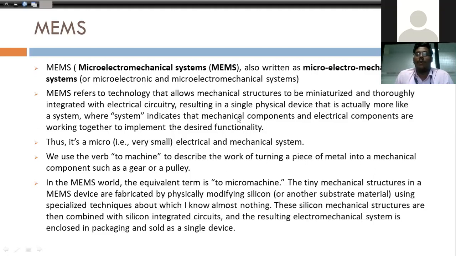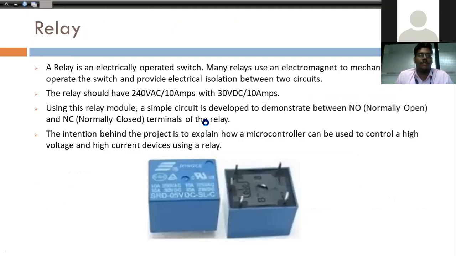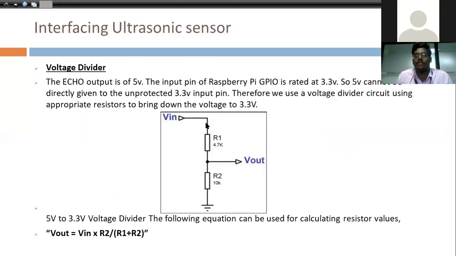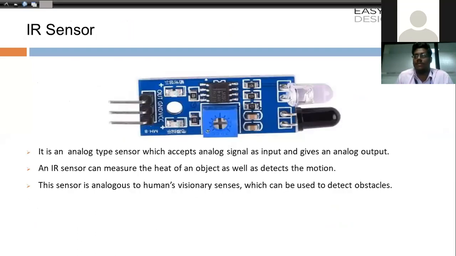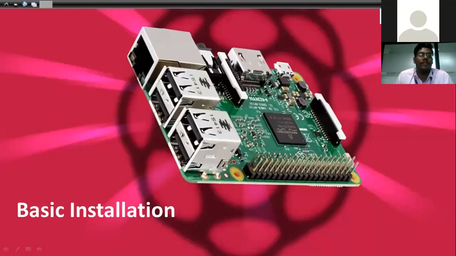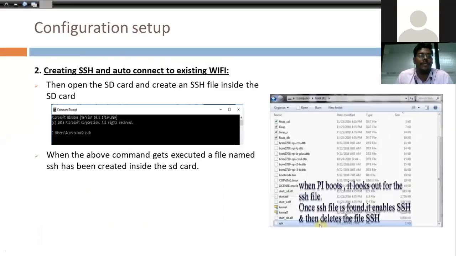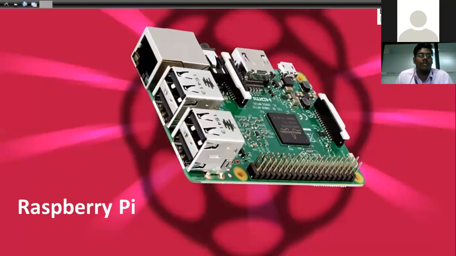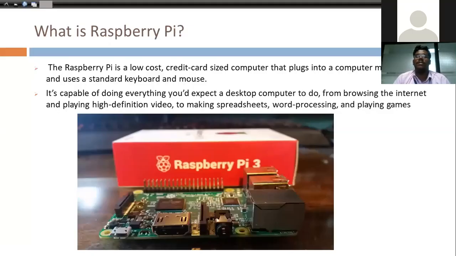Okay, I can give an overview of the sessions we have had from morning itself. So we saw Raspberry Pi. Raspberry Pi is nothing but a low-cost, credit card size computer. You can plug and play whatever you can do with your CPU.